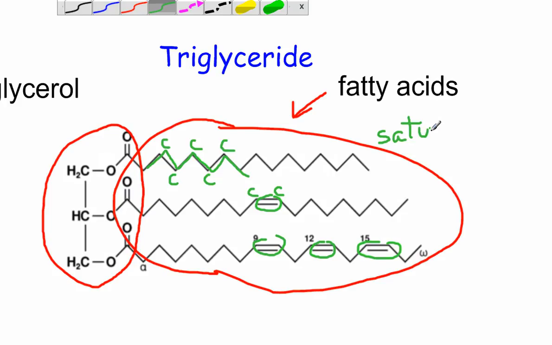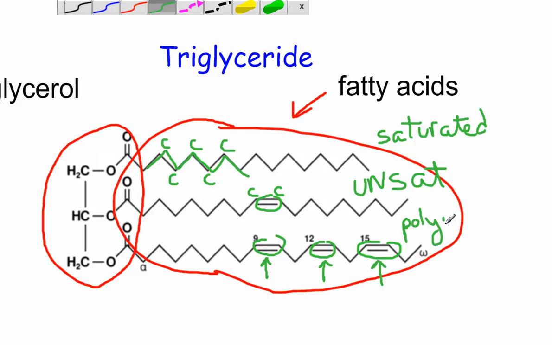Saturated means it has as many hydrogens as possible. This guy here doesn't have as many hydrogens as possible because instead of hydrogens, it has a double bond there. So we call that unsaturated. That's an unsaturated fat or an unsaturated lipid. And this guy has multiple double bonds there, so it's missing a lot of hydrogens. And we would call this a polyunsaturated fat.